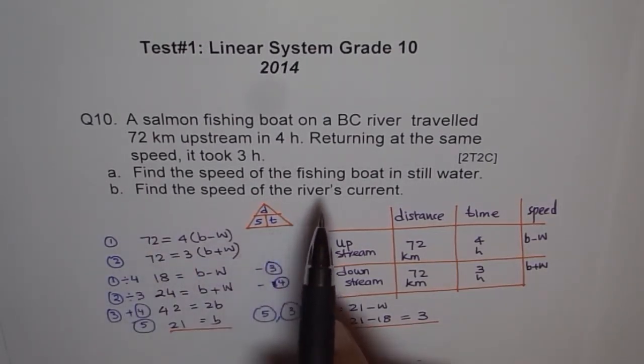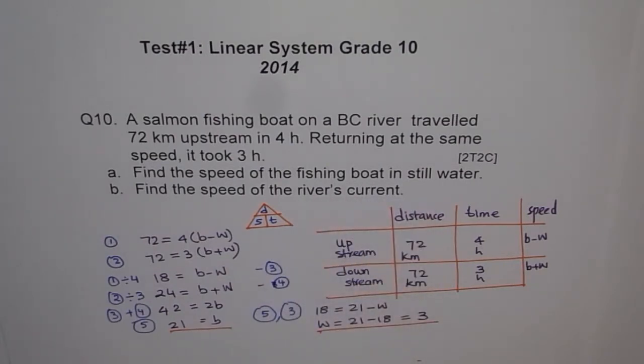Therefore, our answer is, so find the speed of fishing boat in still water. So boat speed is 21 kilometers per hour, and the river's current is 3 kilometers per hour. Okay, that's how the problem will be solved.